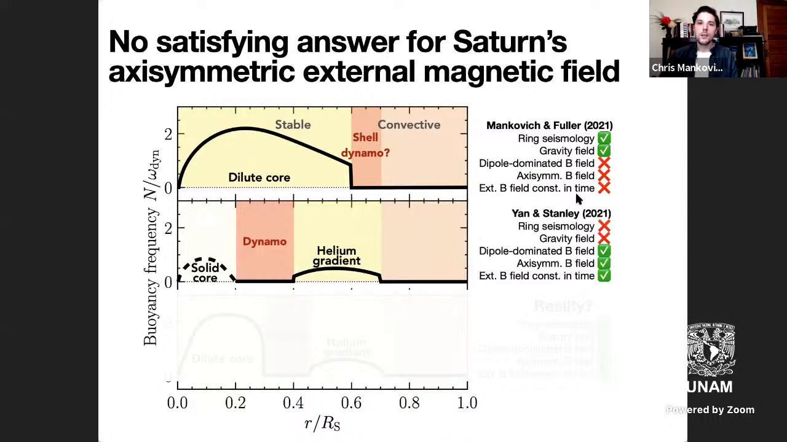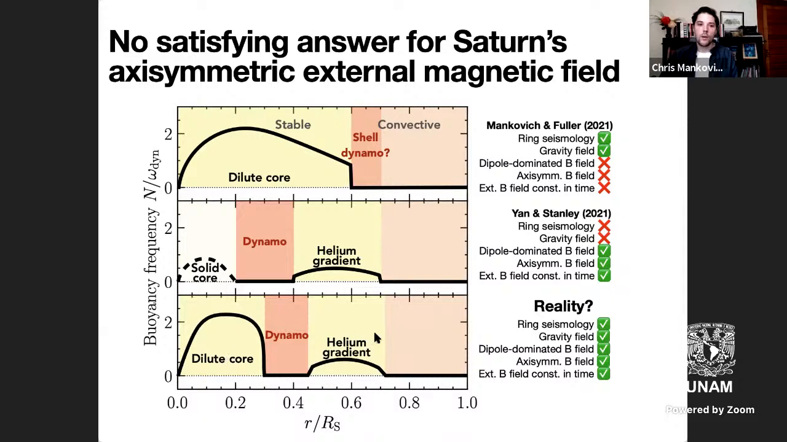There's a recent paper from Jan and Stanley that has nice dynamo simulations that appeal to a pretty broad stable region that they ascribe to helium rain as the filtering region between the dynamo and the surface. And this can nicely explain those properties of the magnetic field, principally its axisymmetry. But this model cannot provide explanations for the data in the ring seismology or the gravity field. And so reality might need to be a hybrid of the two, where we have a dilute core and some dynamo generation region deep in the planet, but then a second stable region because of the helium gradient. And so pursuit of a model like this is a really important avenue for the work that we are doing now.